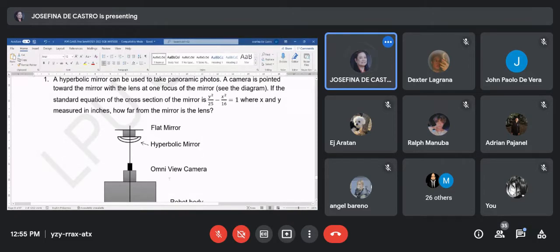Okay? And then, ang question ngayon, how far is the mirror from the lens? So, kung ito yung iyong mirror, ito yung vertex niya, tapos kung ang lens niya daw ay nasa focus, so yun tinatanong, gaano kalayo itong mirror doon sa lens? Towards the mirror with the lens at one focus of the mirror.